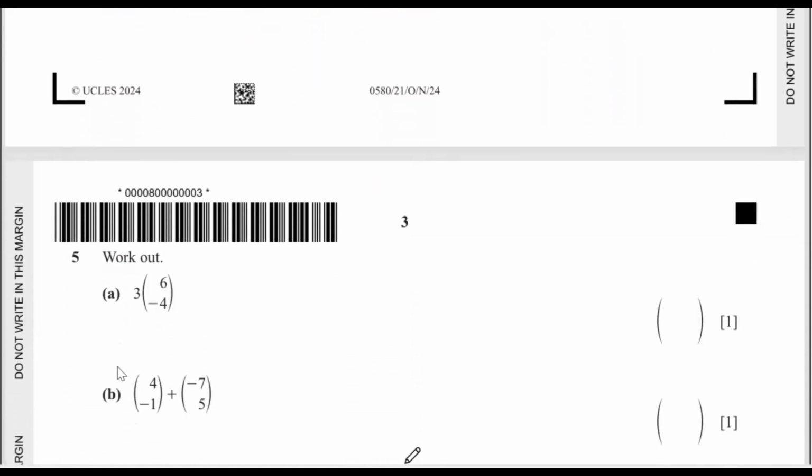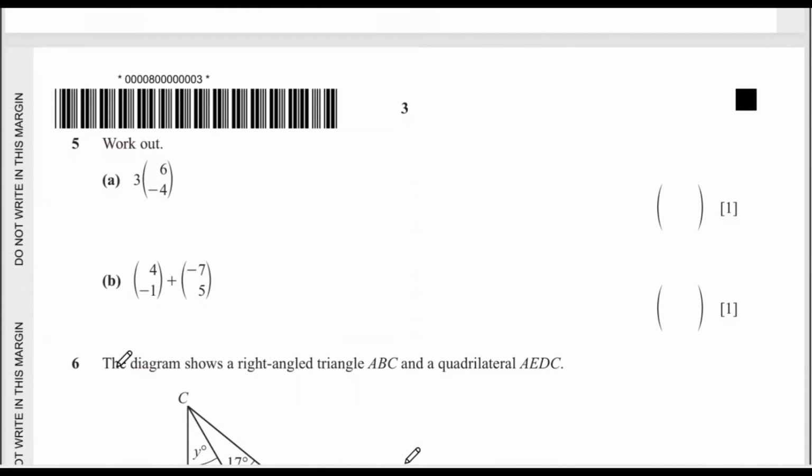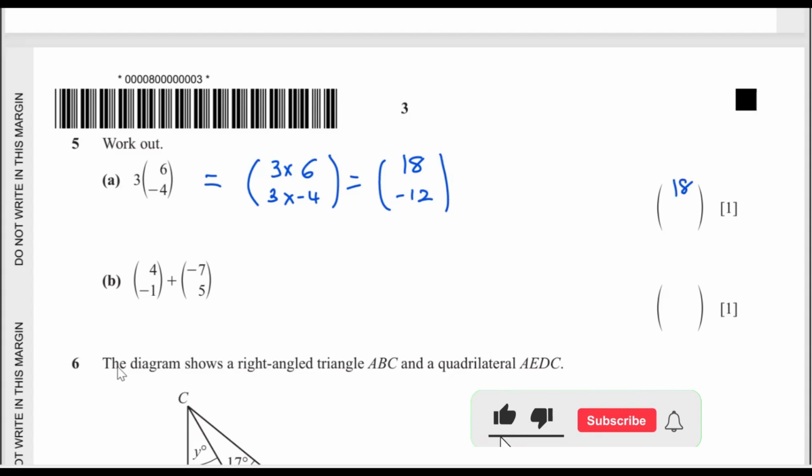For question number 5, we are given vectors. These are column vectors. And then this vector is to be multiplied by a scalar. The scalar will multiply everything inside this vector. So we have 3 times 6, and we also have 3 times minus 4. This gives us 18, and this gives us minus 12. So we have 18 here, and I have minus 12.